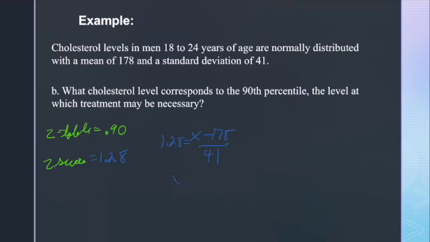That means I have an x value of 230.48. So I'd go ahead and round that up. X equals 231. So the cholesterol level of 231 corresponds to the 90th percentile, the level at which treatment becomes necessary.